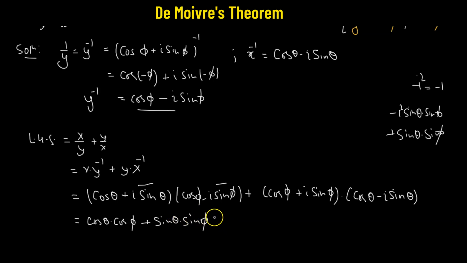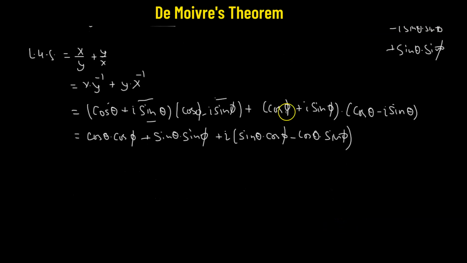This will now be added to, so we'll take cosine theta multiplied by iota times negative sine phi. Let's start with iota times sine theta. So we have positive iota. This will get multiplied by sine theta times cosine phi minus cosine theta times sine phi.